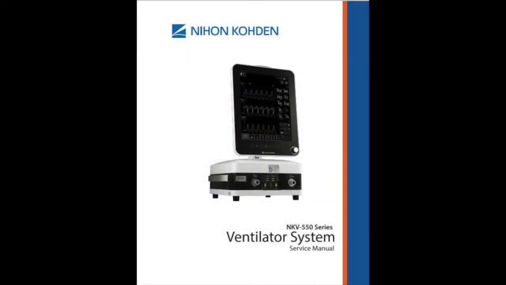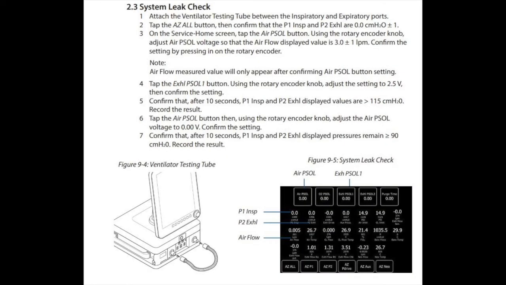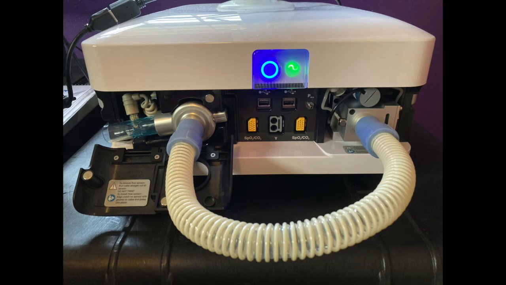To perform the leak check, I want to reference my service manual, and it's under the chapter for operation verification procedure. And there's a step-by-step guide. For the test, I want to at least be hooked up to air, and I'll need my 18-inch piece of tubing connected to both my inspiratory and expiratory side. Then next, I want to access my service menu.